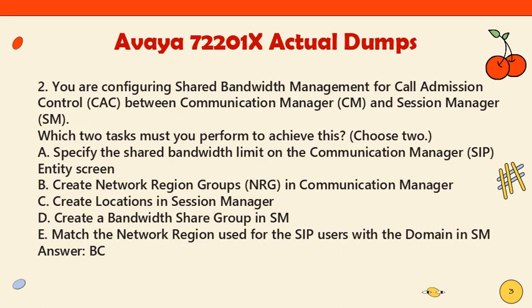2. You are configuring Shared Bandwidth Management for Call Admission Control, CAC, between Communication Manager, CM, and Session Manager, SM. Which two tasks must you perform to achieve this? Choose 2. A. Specify the Shared Bandwidth Limit on the Communication Manager SIP Entity Screen. B. Create Network Region Groups, NRG, in Communication Manager. C. Create Locations in Session Manager. D. Create a Bandwidth Share Group in SM. E. Match the network region used for the SIP users with the domain in SM. Answer. B. C.